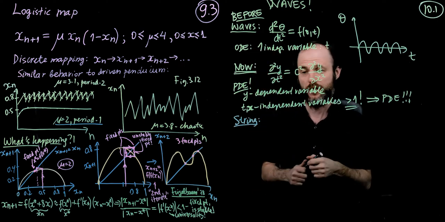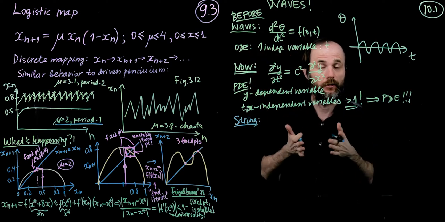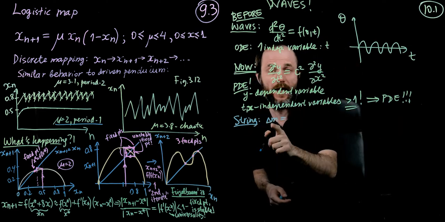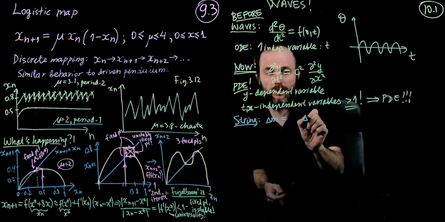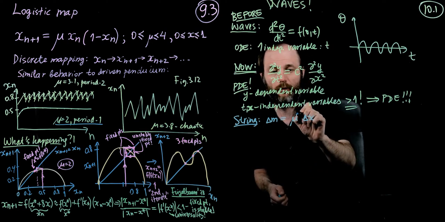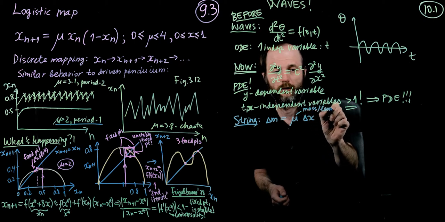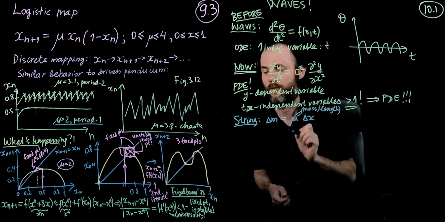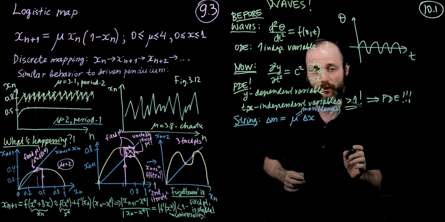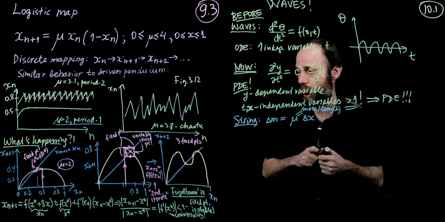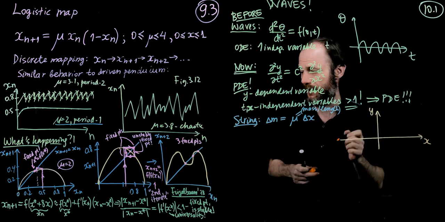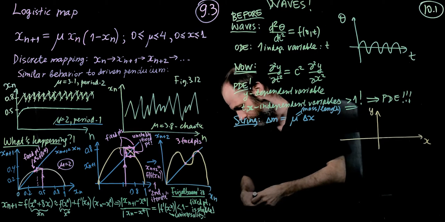Okay, so our string has mass. The more of a string we consider, the more mass it will contain. And so delta m of a piece of string of length delta x will weigh mu times delta x, where mu is mass per length. Okay. So now let us write down the equation of motion for a little piece of a string. For that we can draw a diagram. That will be y, that will be x, and then there will be a string.